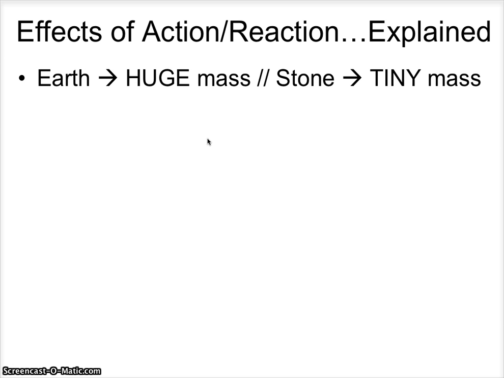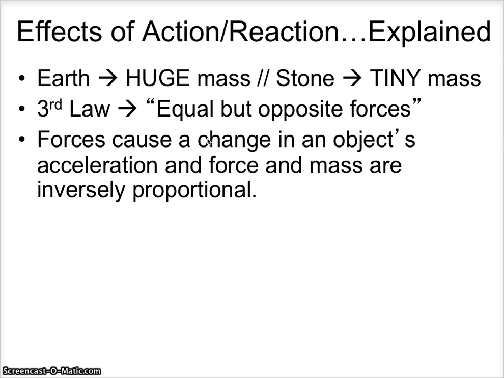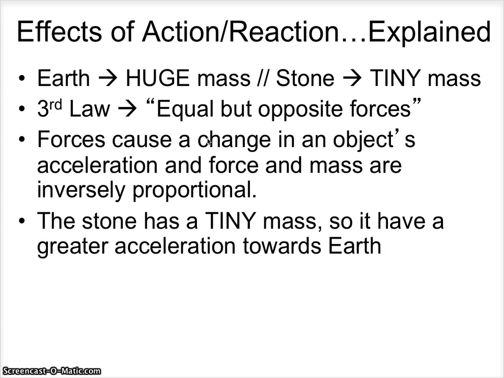Now, because the forces are equal, and Earth has a huge mass, and the stone has a tiny mass by comparison, what do you think will happen to the acceleration? Because according to the third law, it's equal but opposite forces. Equal forces, opposite in direction, but those forces, the action force and the reaction force, are acting on different objects. And so then what will happen is that the force will cause a change in the object's acceleration, because acceleration and mass are inversely proportional. So what happens now, since the stone has a tiny mass, it will have a greater acceleration towards Earth.